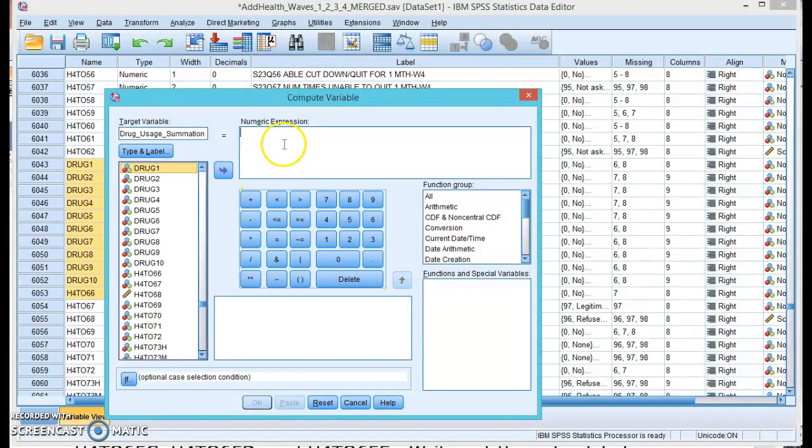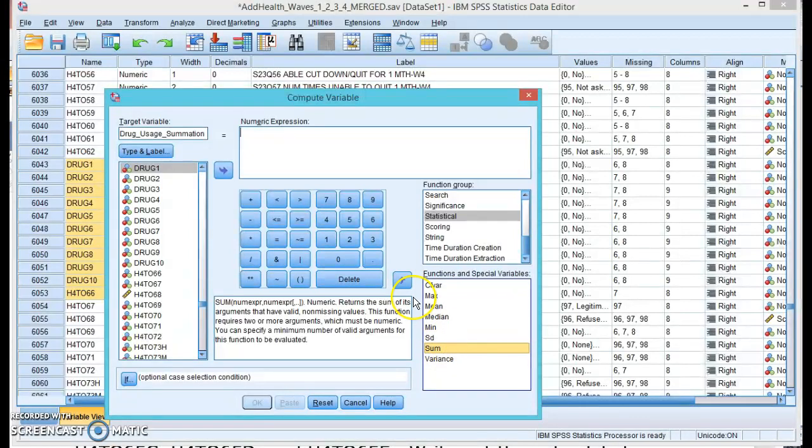So remember, to build a summation, you have to go to this function group box, select statistical at the bottom, and then select sum. Then you use the arrow key, pop it up in your numeric expression box, and you see the little question marks are highlighted. That's where you put your drugs, your variables. And then there's a comma. Go ahead and highlight the next question mark, and you can start putting in your drugs one at a time. Just put a comma next to each one, no spaces.